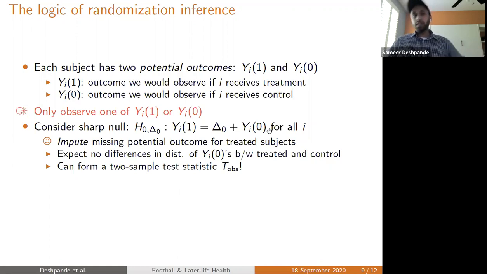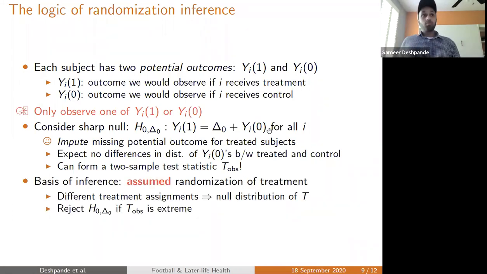This is really the standard logic of null hypothesis significance testing. But what's important here is that we're not making any distributional assumption about the potential outcomes. We're not assuming that the potential outcomes are normally distributed or come from a mixture of normals or anything. What's grounding our inference is this assumed randomization of treatment.